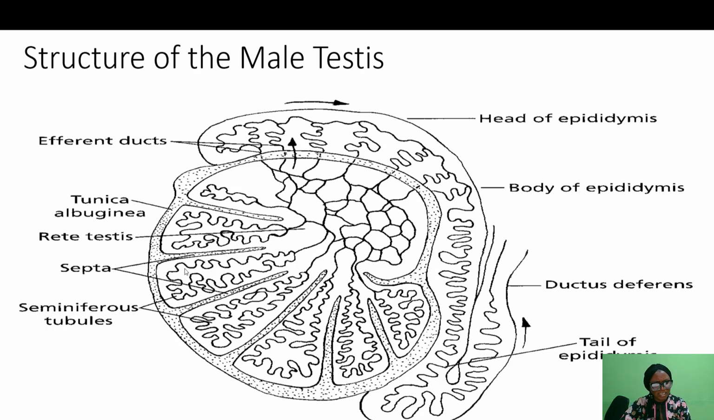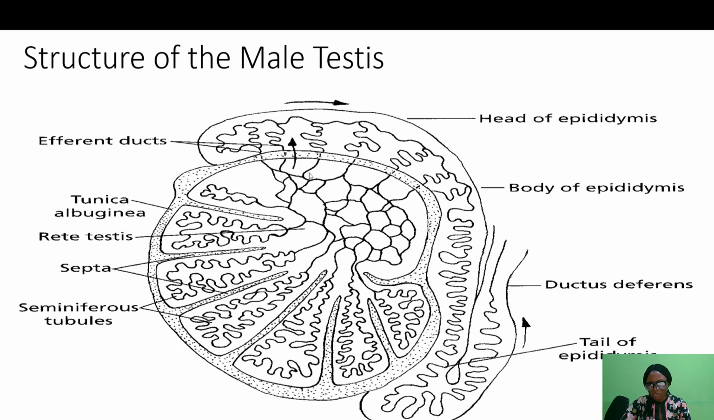It is convoluted, just like indomie or twisted food. This particular seminiferous tubule takes more than 80% of the whole testis, and it is very important because it is inside the seminiferous tubule that sperm cells are produced.